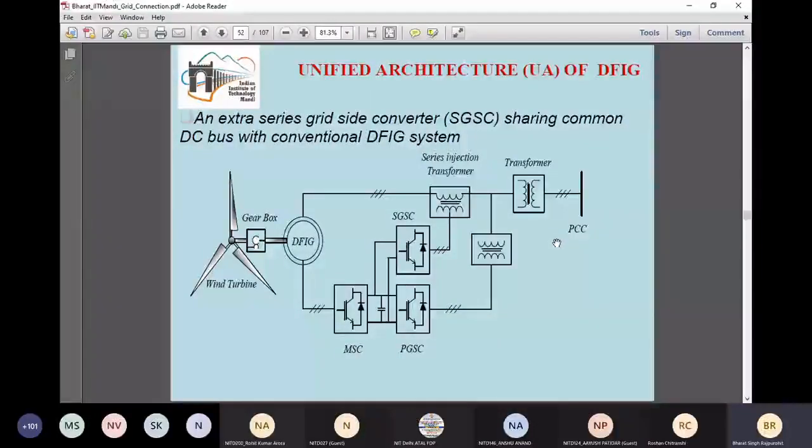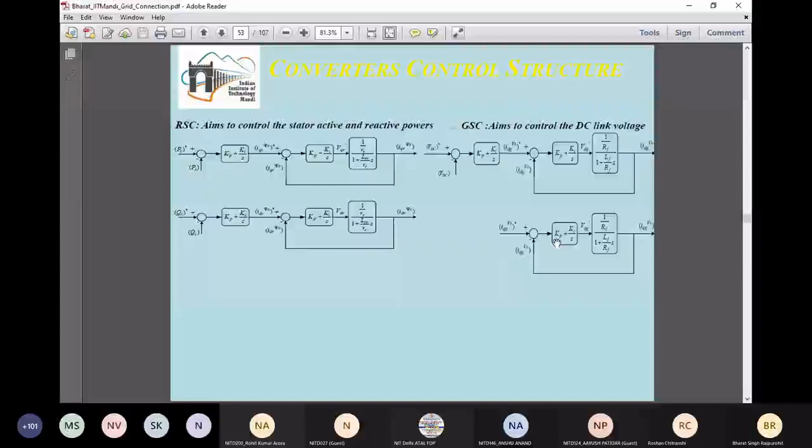Next slide please. In this slide we can see what a typical control structure of a rotor side converter is. Now please see the left hand side, which is the control of a rotor side converter. Here you can see there is a reference set point for active power in the upper control scheme, PS star, and then PS is there.